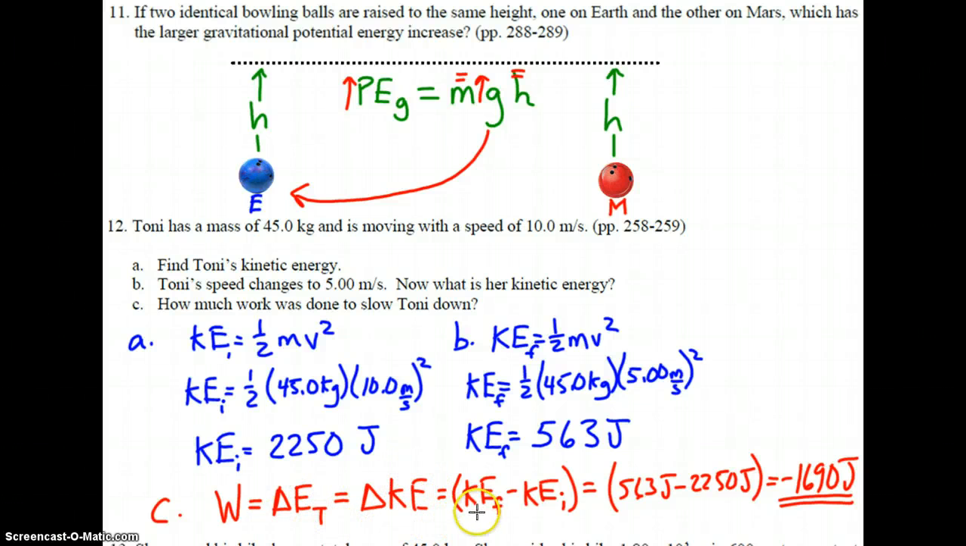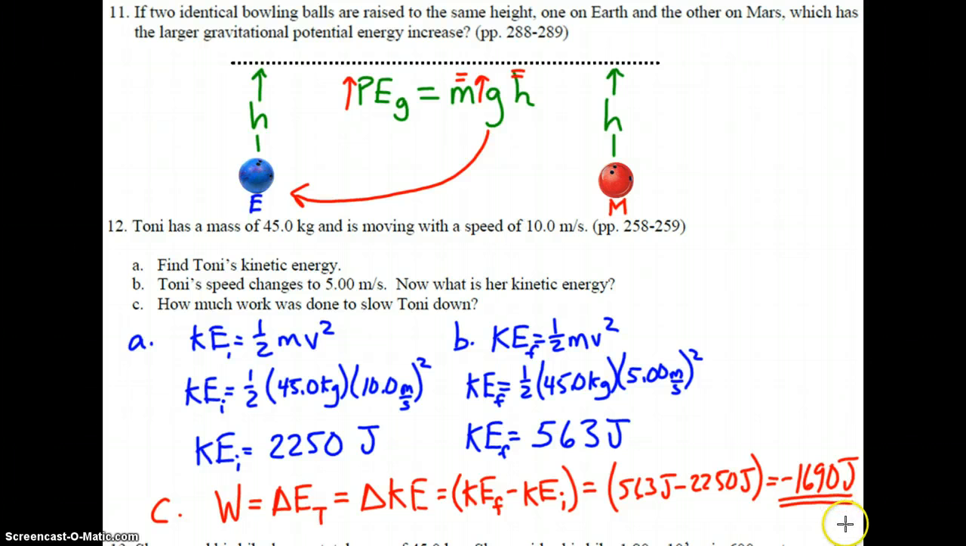So the only change in mechanical energy is the change in kinetic, calculated by KEf minus KEi, final kinetic minus initial kinetic. Her final kinetic was 563 joules, minus her initial kinetic, which was 2,250 joules. And when we subtract, we get negative 1,690 joules to 3 digits.